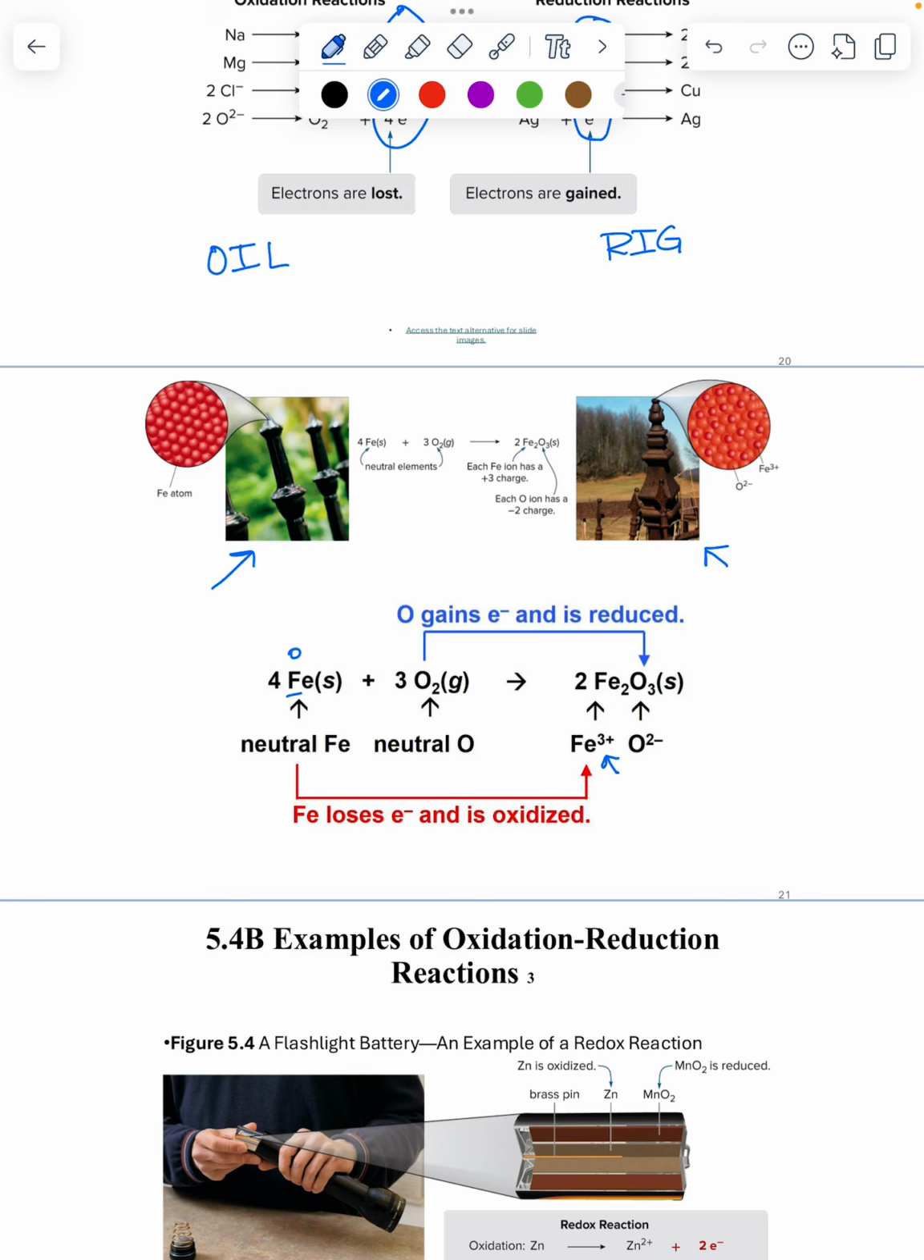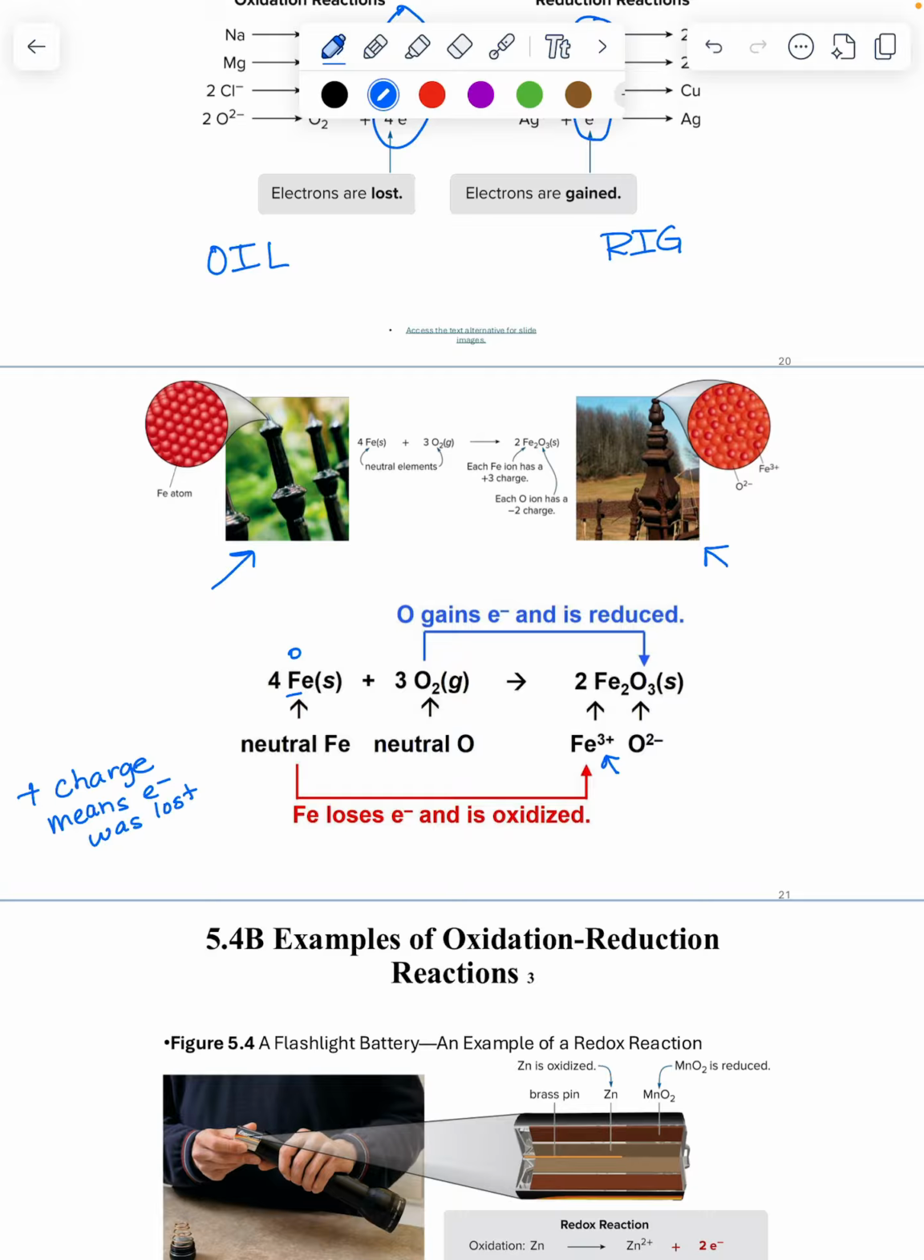And so a plus charge means that the atom has lost electrons. Electrons have a negative charge. So think about having a negative attitude, maybe. If you lose your negative attitude, you're going to become more positive. So maybe that'll help you remember that when atoms lose electrons, they take on a positive charge.